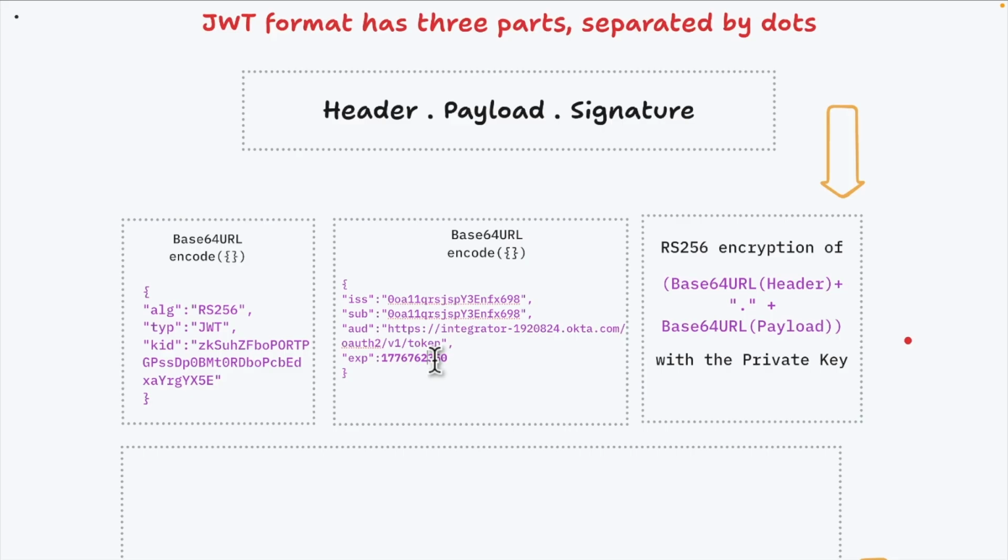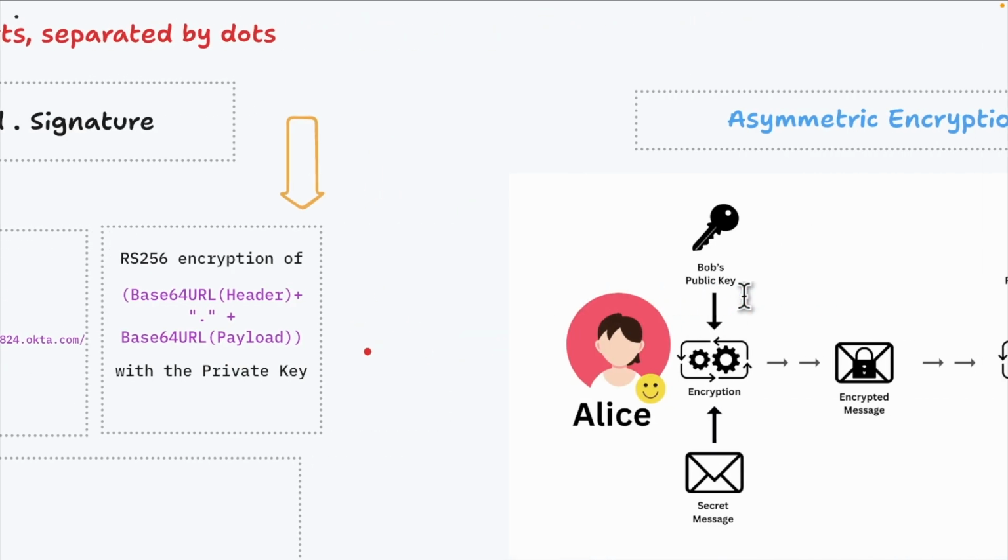Perfect. Now comes the last part, which is the signature, the most important one. Before I explain exactly how this signature is created, let me give you a quick understanding of the concept which is used behind the creation of the signature, that is asymmetric encryption.